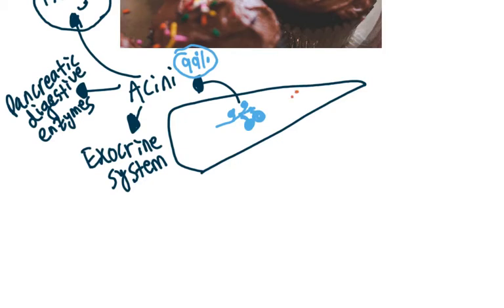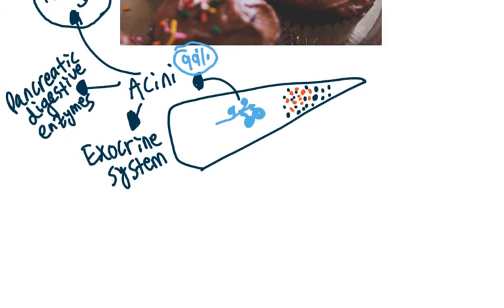So let's say we have a bunch of islets of Langerhans here, and we have more than the ones you may be familiar with, the beta cells and the alpha cells. But we also have things like F cells or PP cells and delta cells. But in this video, we're just going to focus on the beta cells in particular.